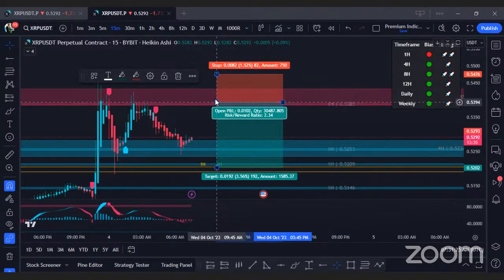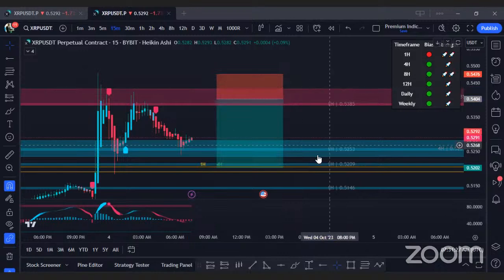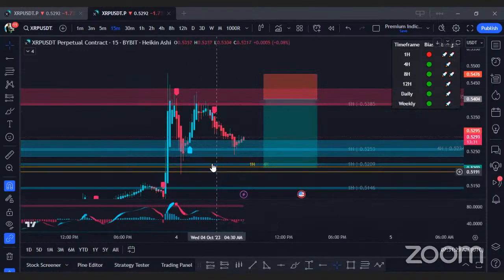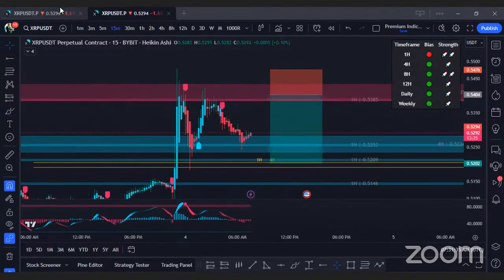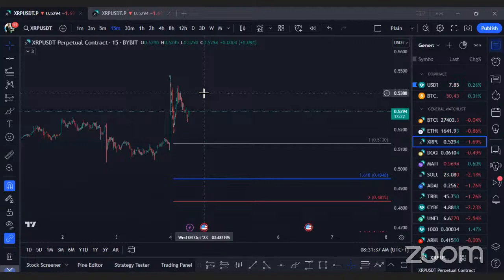Anything at 53, 54 cents, look for a short for SRP. If SRP comes back up to this level again, be looking to take a short trade to the downside. For SRP, 54 cents or slightly above, look for a short at that level. That's what I'll be looking at for the SRP trade.